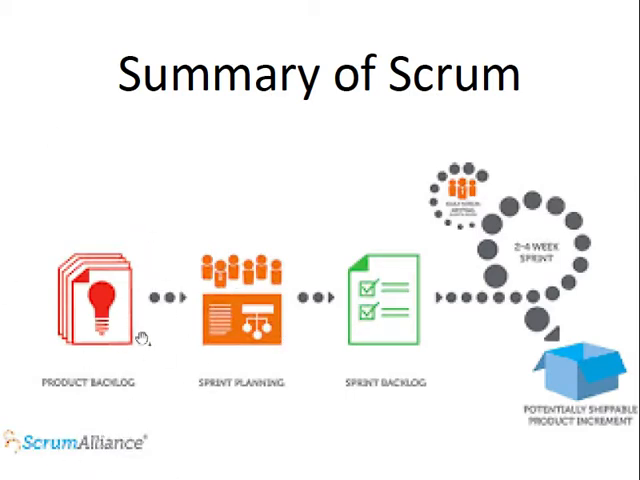The graphic's not very clear, but I tried to read it out for you. So initially, we would create a product backlog, and then during sprint planning, we would create a sprint backlog. And within the sprint, even though it says 2 to 4 week sprint, actually, some people use as short as 1 week or as long as 1 month.